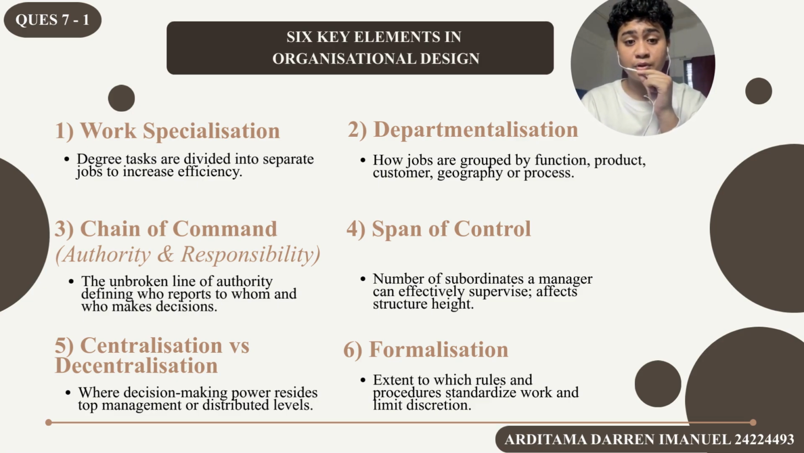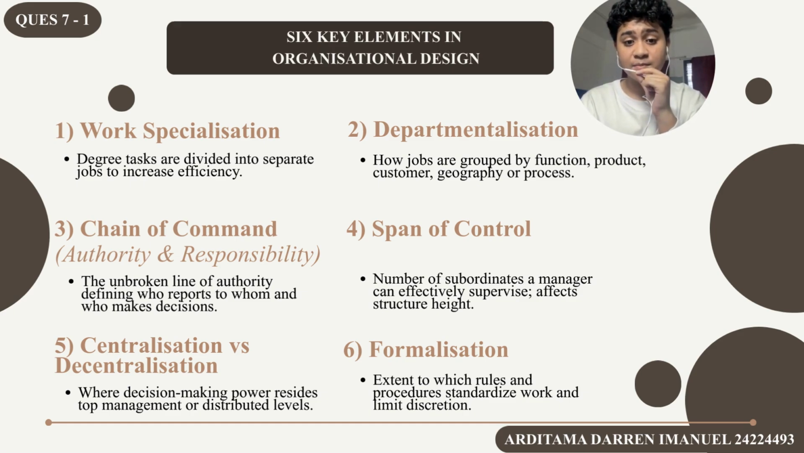This shows who reports to whom in an organization. Authority is the right to give orders and responsibility is the duty to complete tasks. Clear reporting lines reduce confusion. For example, in schools, teachers report to the vice principal, who then reports to the principal.